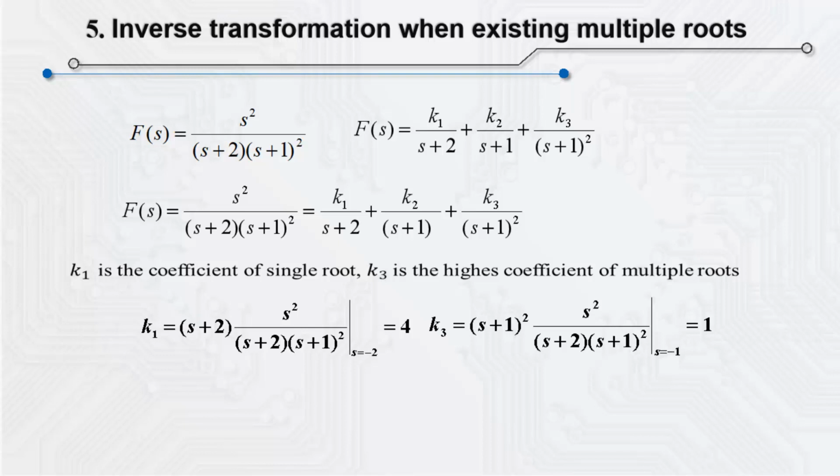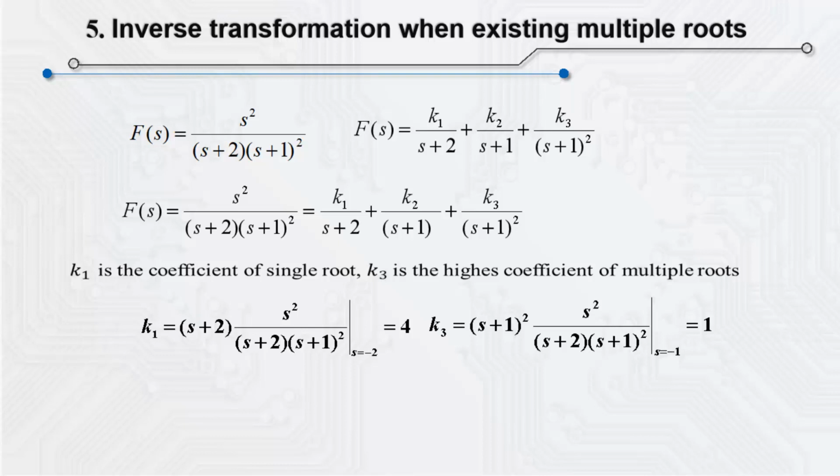We can easily solve k1 and k3. The solution of k1 is to multiply both sides of the equation by s plus 2 at the same time, making s equal to minus 2. We will get k1 equals 4. The solution of k3 is to multiply both sides of the equation by (s plus 1) squared, making s equal to minus 1. We will get k3 equal to 1.